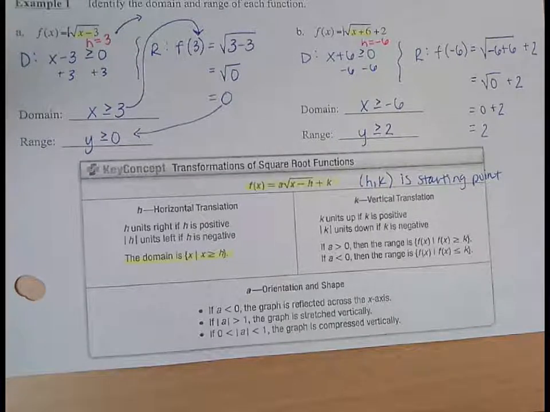Even in the next examples, where I'm having you graph and then state the domain and range, you could still use that same shortcut. If you know what h is, it really would take no work to find the domain. You would just write down x is greater than or equal to h.